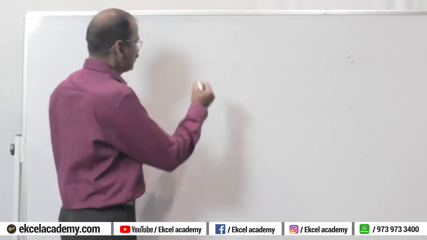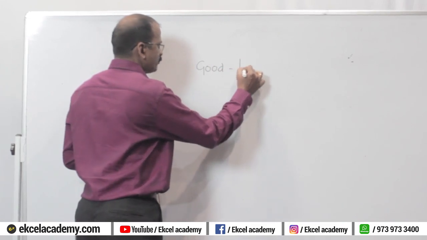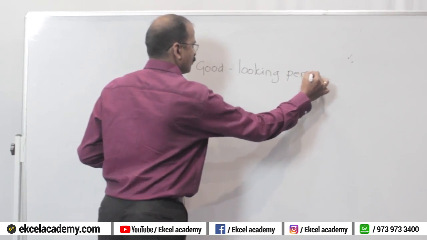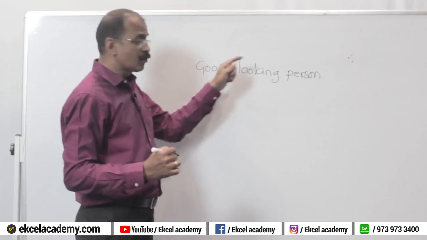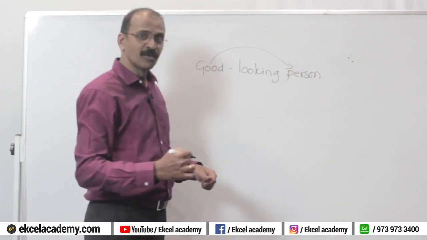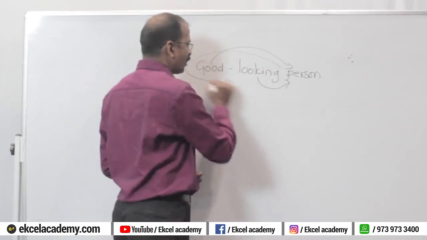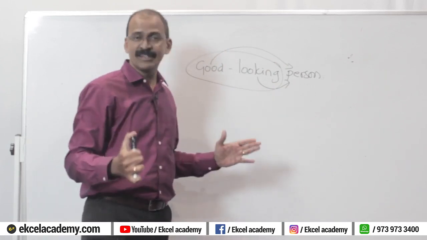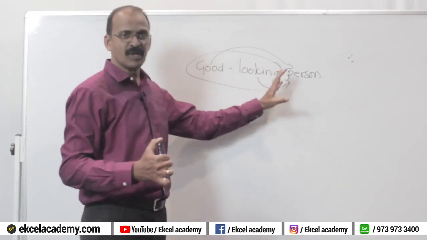For example, good-looking person. Now here, is this a good person? Don't know. Is it a looking person? No. So what is he? It is a good-looking person. We do not know his character. He looks good, his physique is good, but he may be a horrible character. But all that we know is he's a good-looking person.